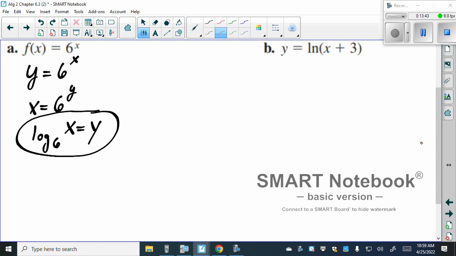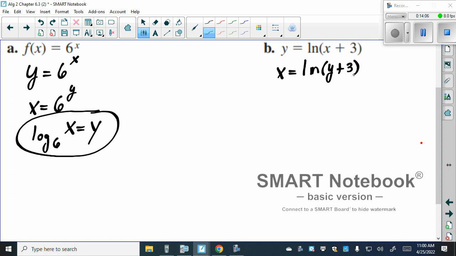Now nicely enough, they didn't write this one as f of x. They already have it as y. So we don't have to rewrite f of x as y. But the first thing we can do is switch x and y. So we say x is equal to the natural log of y plus 3.